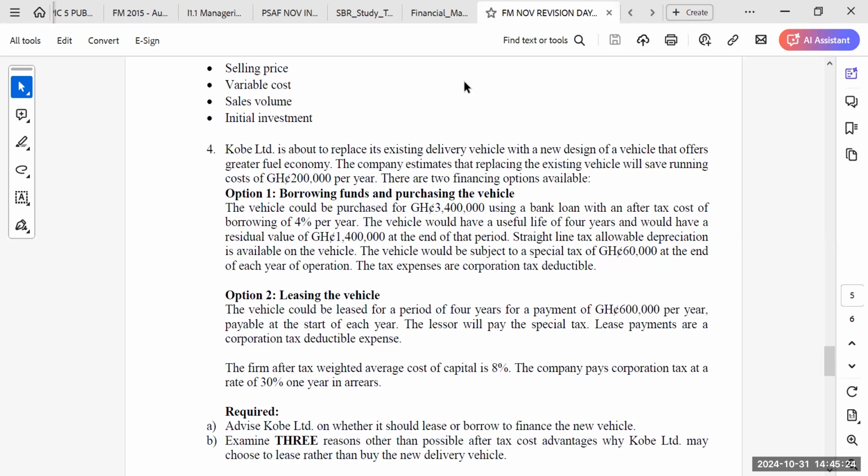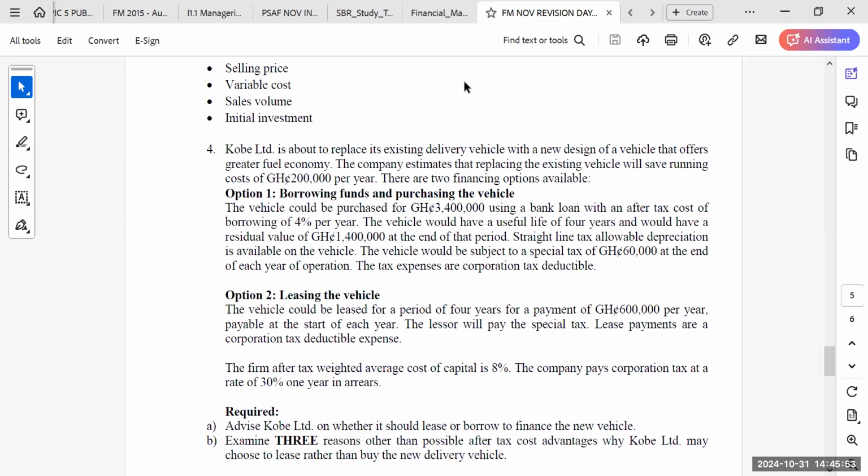So we are looking at whether we want to buy or we want to lease. I'm saying that whether you are leasing or you are buying, the cost savings will still be the same. So since the cost savings will still be the same, it will not be part of the issues that you have to consider when making a decision. Anyway, you can include it. It's a benefit that is coming in.